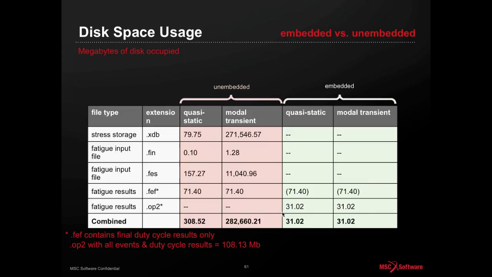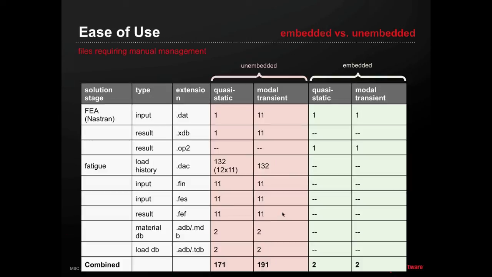Coupled with that is the number of files that are needed. Because this is a transient dynamic problem, there was a requirement to generate modal loads. You need a modal load for every input time history and every mode. So there are 132 modal loads that have to be generated. There are then various other files. Altogether with MSC Fatigue, this makes around 191 files. With Nastran Embedded Fatigue, there are just the 2.